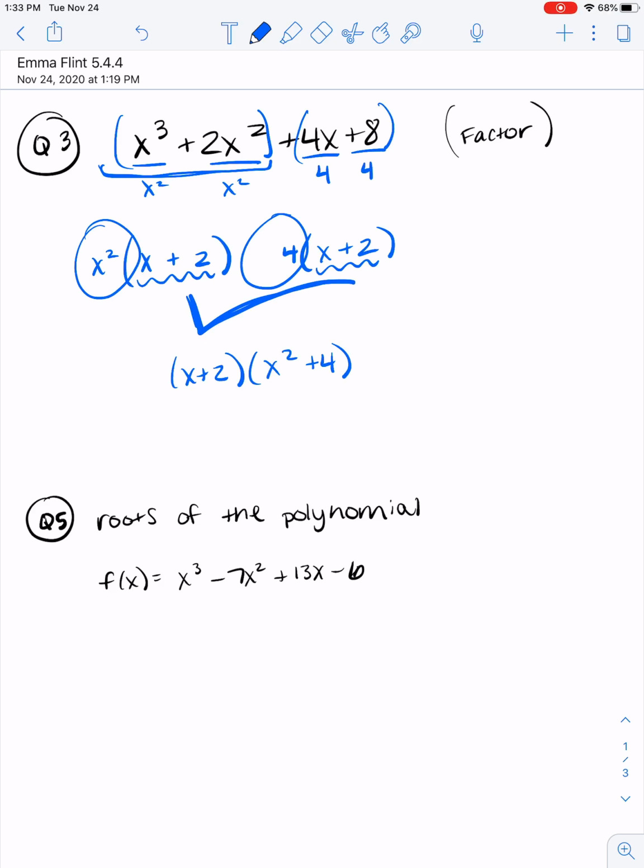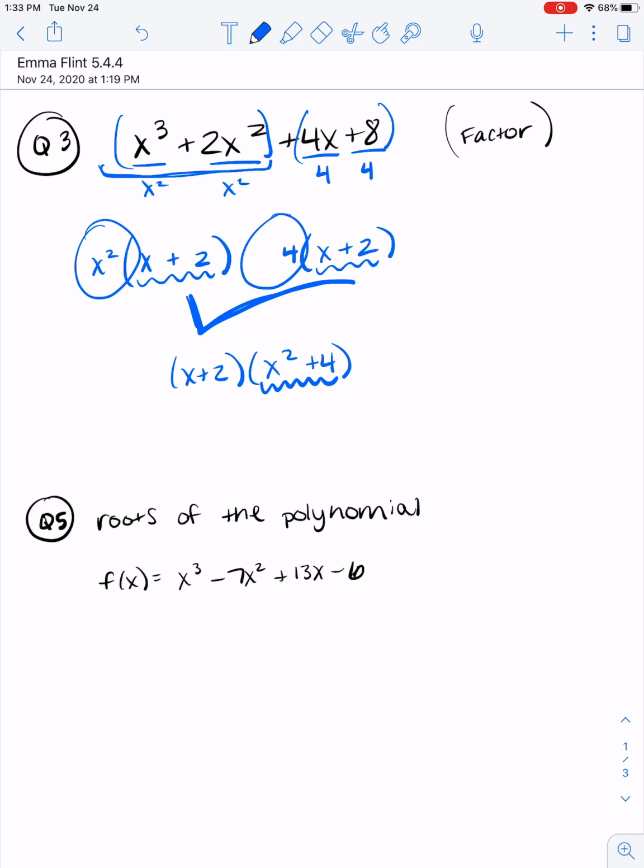Give me 1 second here. I just want to make sure that it doesn't go any further. It does go further. Okay, so then we want to completely factor, using imaginary numbers as well.